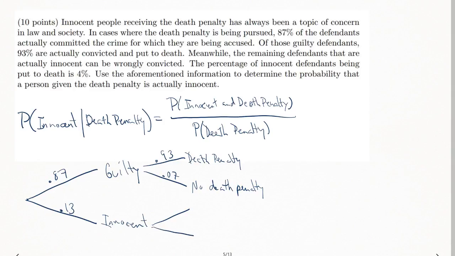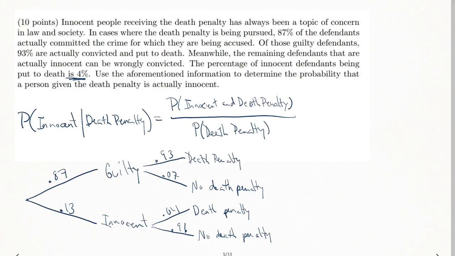And then on the other side of the fence, if a person is innocent, the probability that they're given the death penalty is the 4%. And the probability that they are not given the death penalty would then be 0.96.